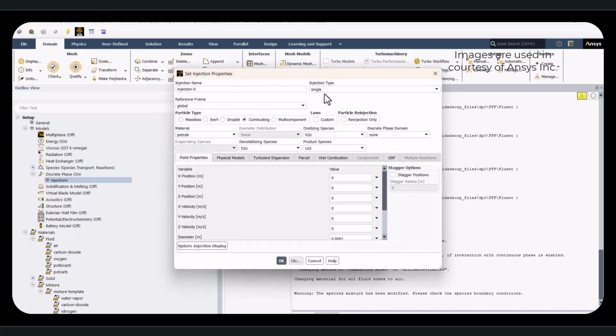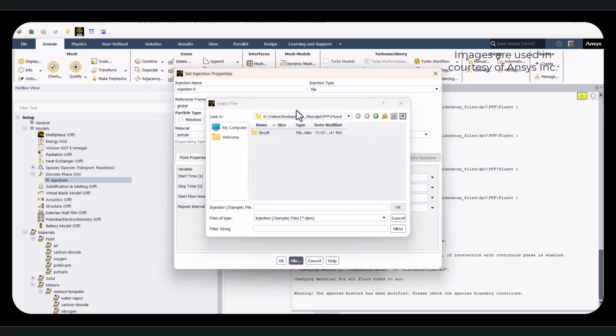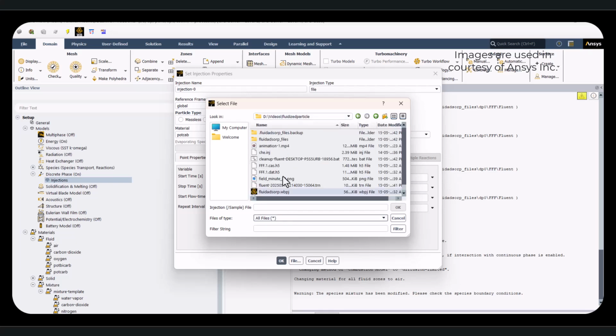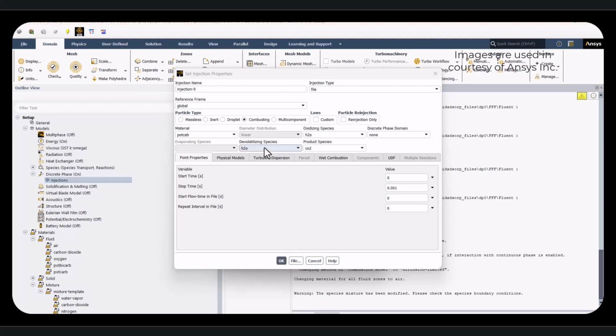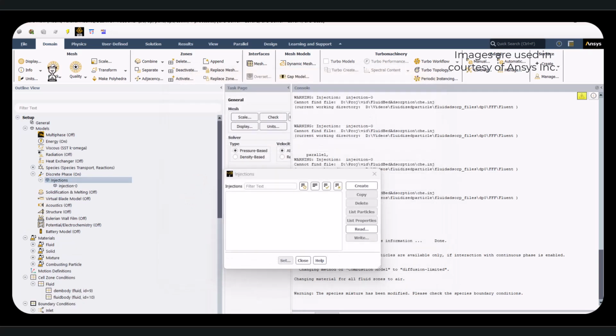So now it is combusting, and I'll select the file case, and I'll select the stop time at 0.001 second. So within one time step, I just want the particles to be injected, and those should not be re-injected again and again. I only want one time injection, so I'm giving the stop time as this value, and I just need to mention the file also. So this is the file I'll be using, and the devolatilizing species should be the species which is not participating in the reaction. There is no devolatilizing species, but we are just mentioning, and we need to activate the custom surface reaction where there is a surface combustion. That is what is important here, and inert heating, and the remaining you can make inactive.